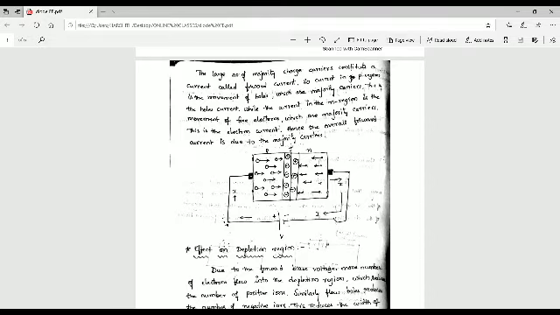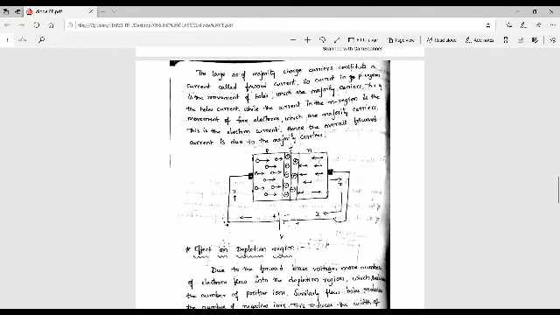The direction of flow of electrons is from negative to positive of the battery, while the direction of the conventional current is from the positive terminal to the negative terminal of the battery. Electron current flow is negative to positive. Conventional current flow is positive to negative.